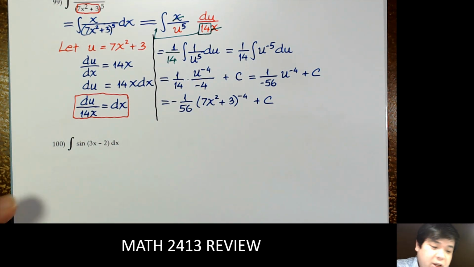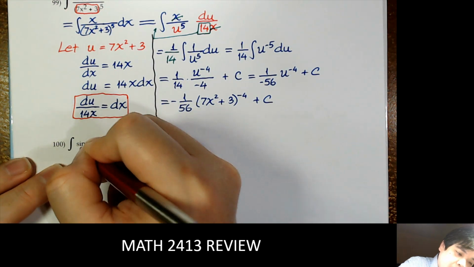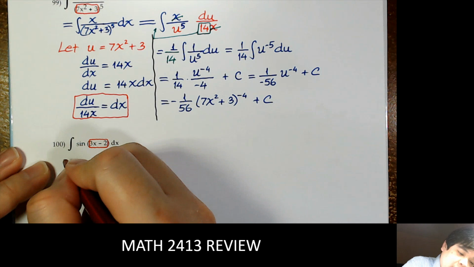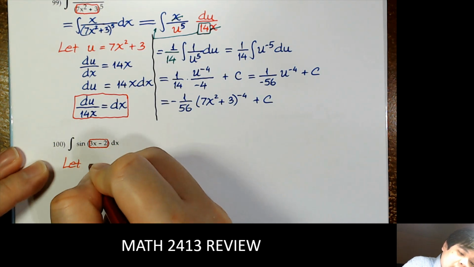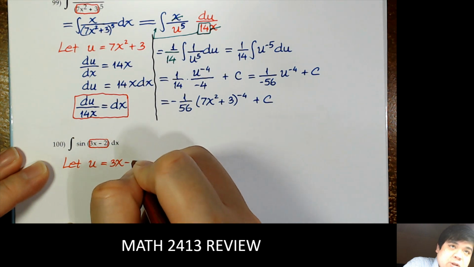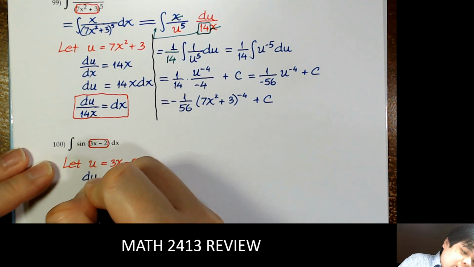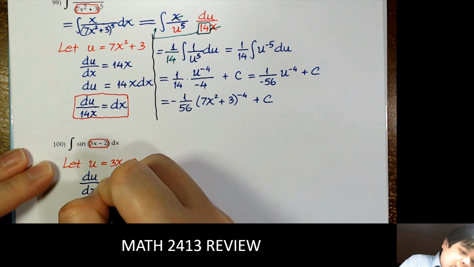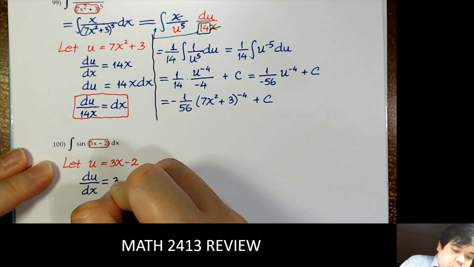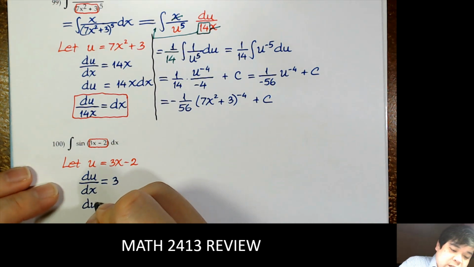Next, same thing. Need to have u and need to solve for dx. Let u equal 3x minus 2, and we take the derivative. That gives us 3, multiply by dx and divide by 3.